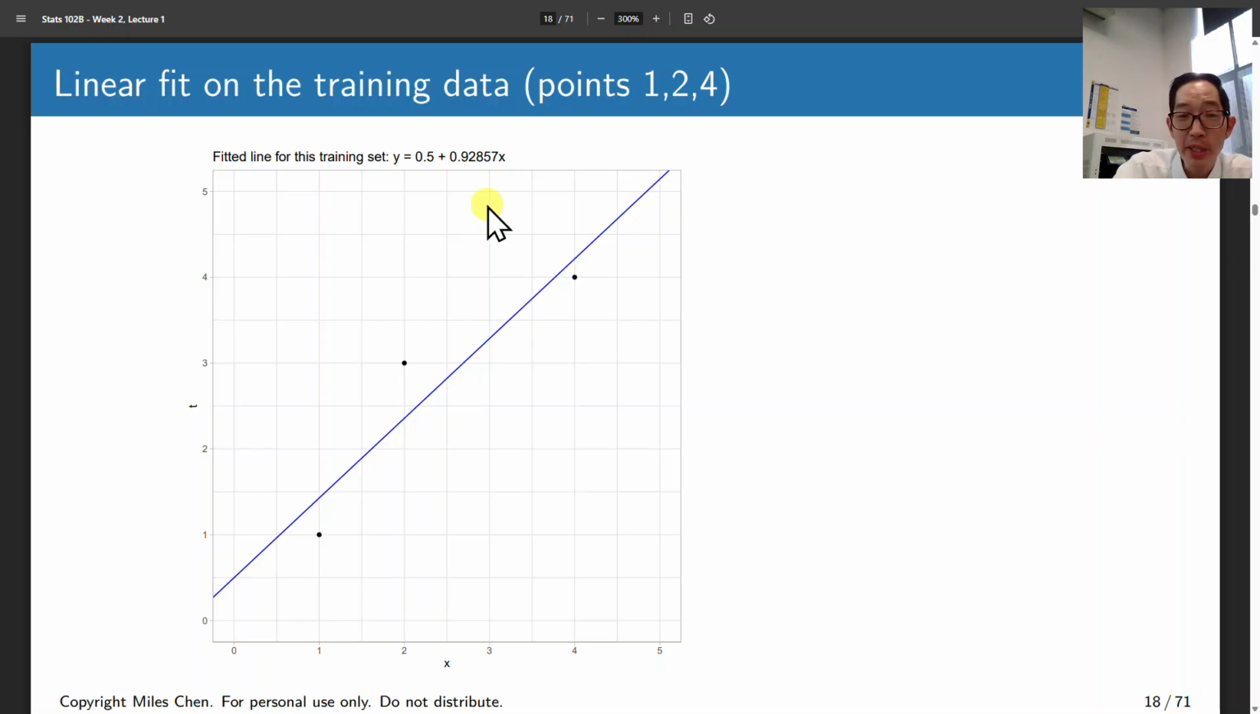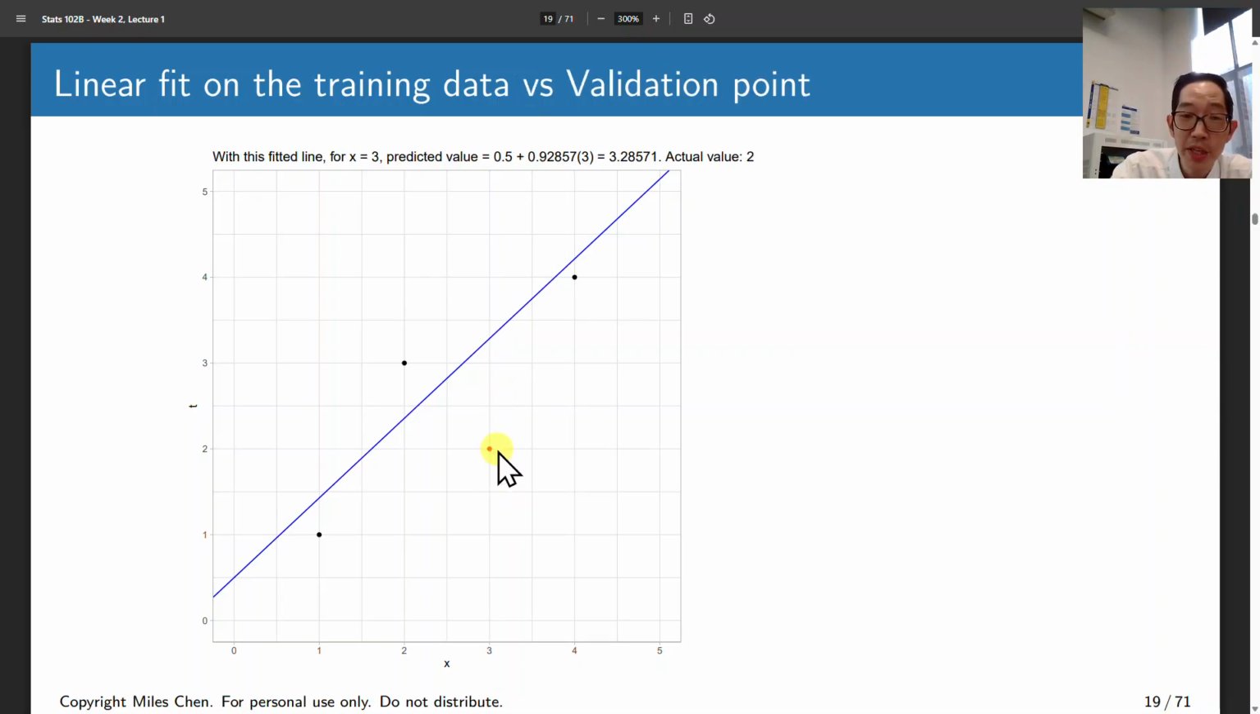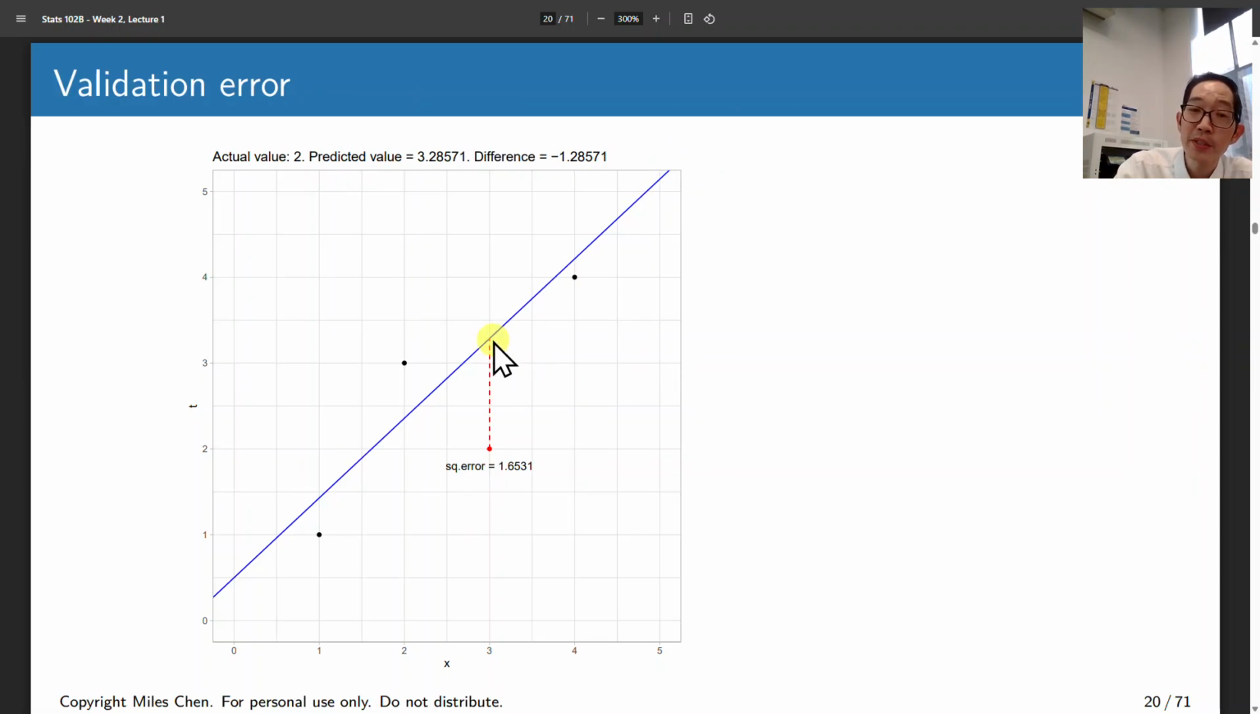And then we bring back the point that I left out, 3 comma 2. I put that back in and I say, okay, how far off is my prediction? The actual value is 2. If we use this fitted line, it would predict a value of 3.28571. So I take that distance and I square it, and that squared distance is going to be 1.6531. All right, and we just keep doing this.